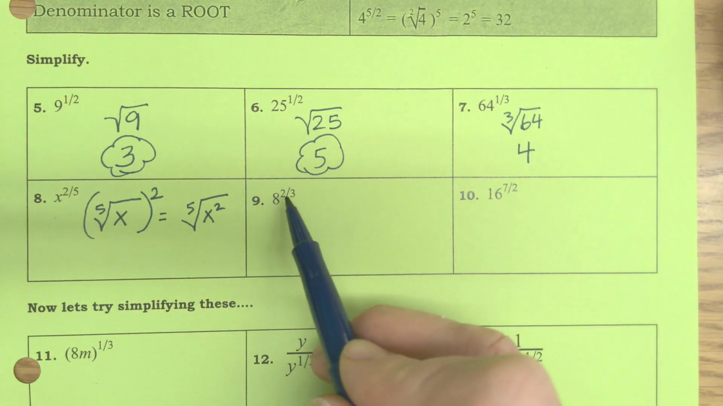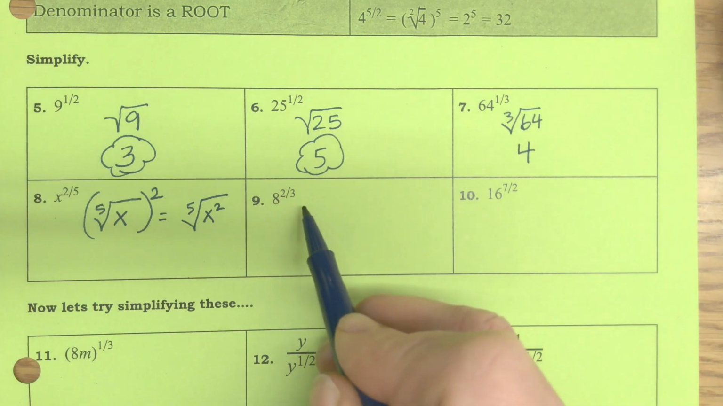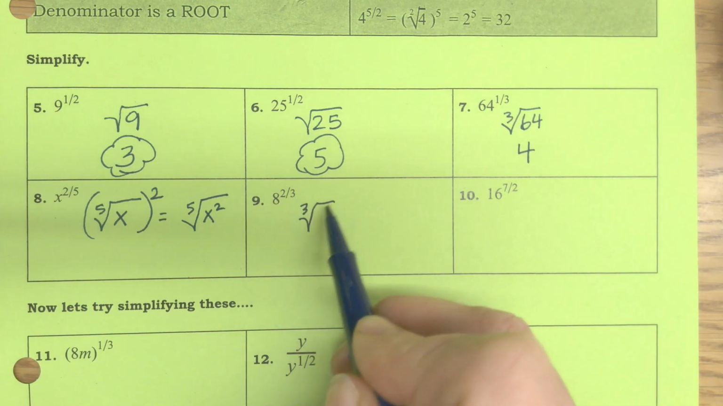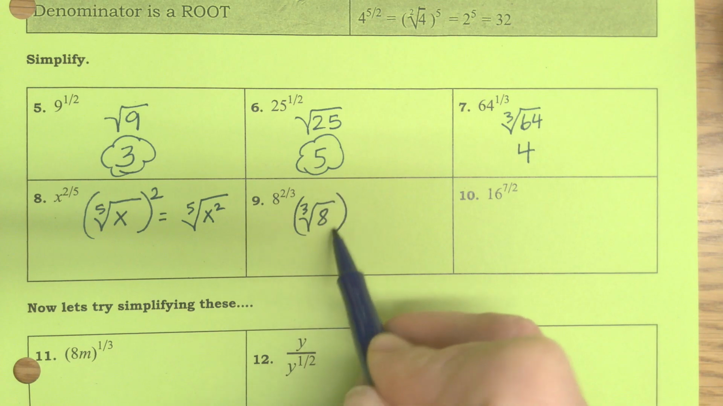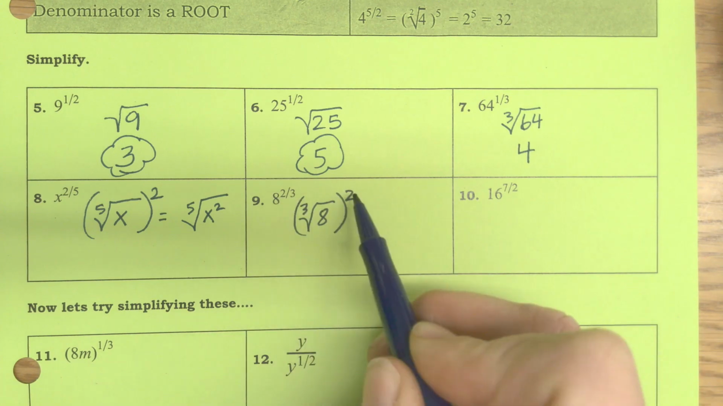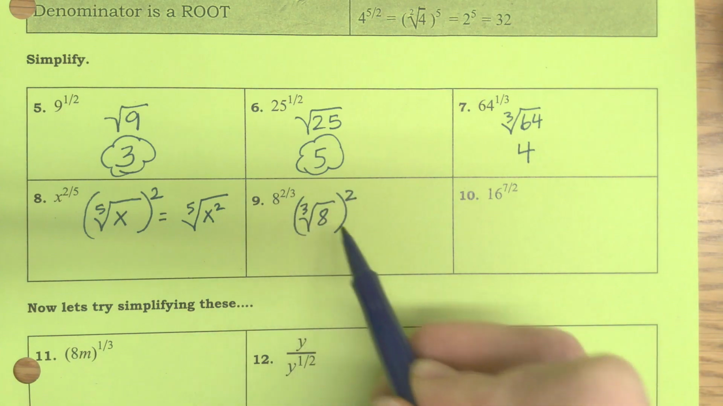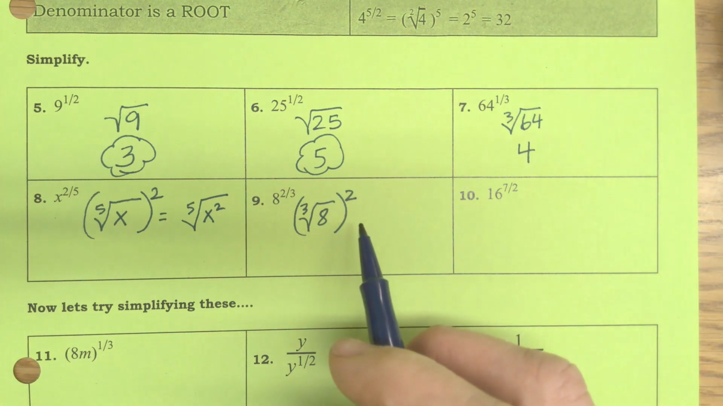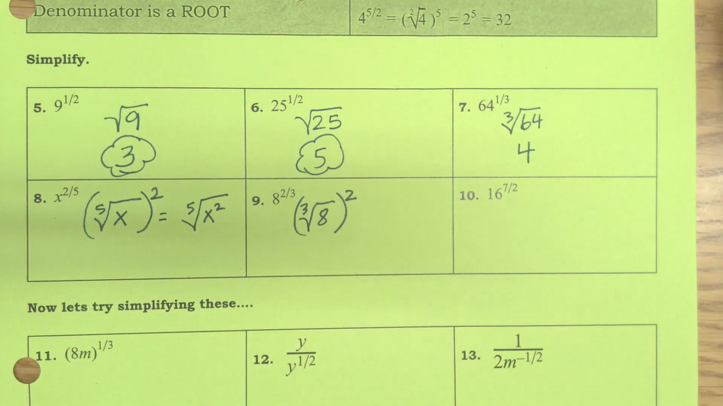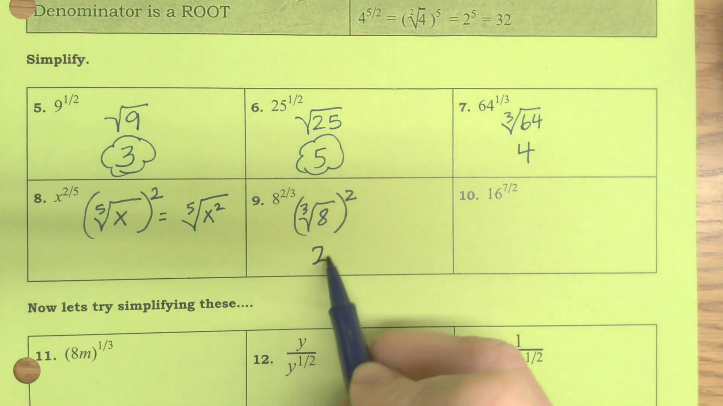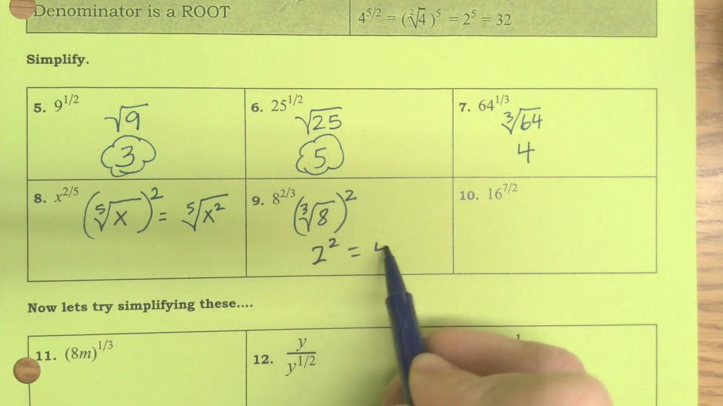So let's translate this number. This is the cube root of 8 squared. The 2 gives me the power on top. So what's the cube root of 8? Got my cubes over there. 2. It's the 2nd box, so this is 2 squared, which is 4.